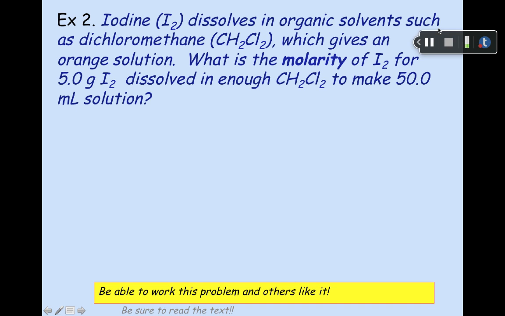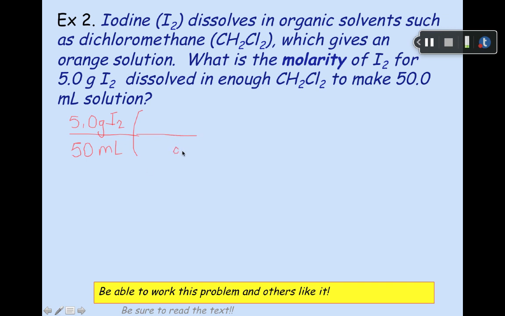If you take iodine and 5 grams dissolve in enough of this dichloromethane, you don't have to know anything more, to make 50 milliliters of solution. Again, this is solute divided by solution. So let's take 5 grams of iodine and start doing some conversion factors. Whoops, but let's divide it by the amount of solution, then start doing our conversion factors. So 50 milliliters, and 5 and 50 is going to make for some convenient calculations as we go. But we want to get grams to turn into, oh yeah, moles.